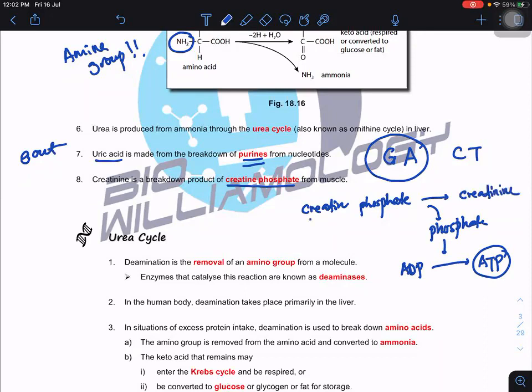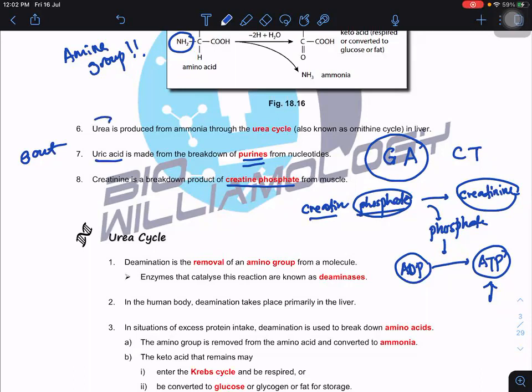Are you clear? So the creatine phosphate group will be taken by ADP to form ATP, so that we can continue to have muscle contraction and running during these activities. And the remaining one is creatinine. Creatinine, we can't use anymore. We're going to excrete it out from our body.